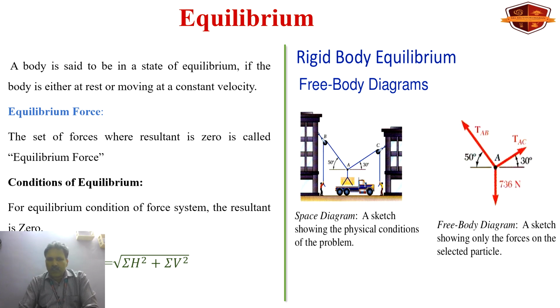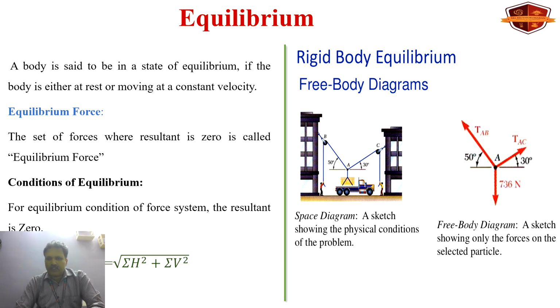Then what is the condition of equilibrium? That is the condition of equilibrium, the formula given in the slide. R equals the square root of the summation of horizontal forces squared, that is sigma H squared, plus sigma V squared, that is the vertical forces. And here one basic line sketch problem, one real-time application problem, is given.